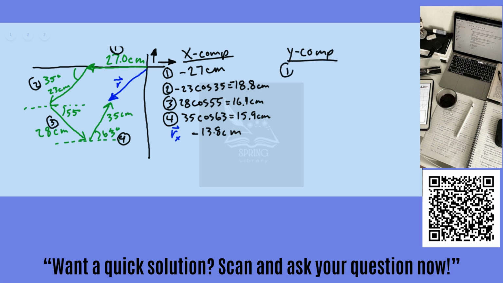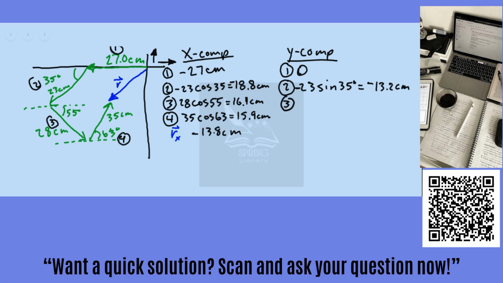All right, same idea right here. The first vector has 0 because it doesn't go up or down. The second one is 23 times the sine of 35 degrees. And really, this should be a negative because it is going down, in the opposite direction of what we defined as positive. That is equal to negative 13.2 centimeters.